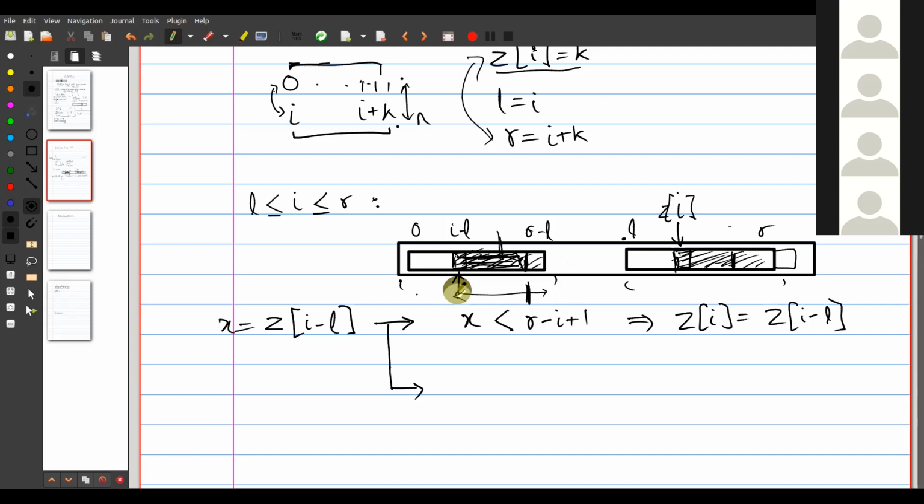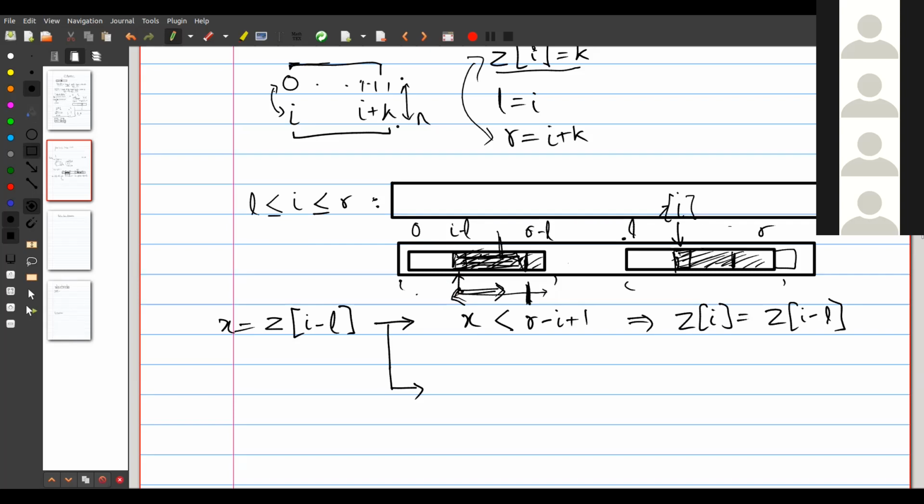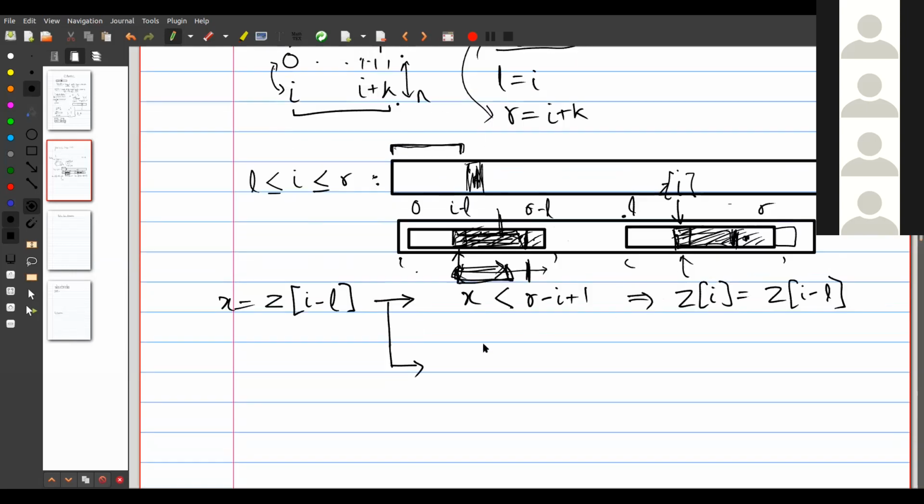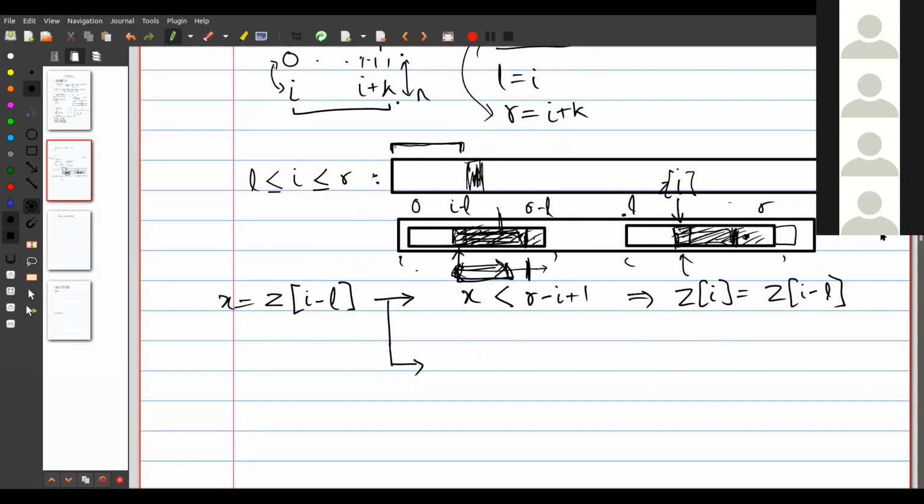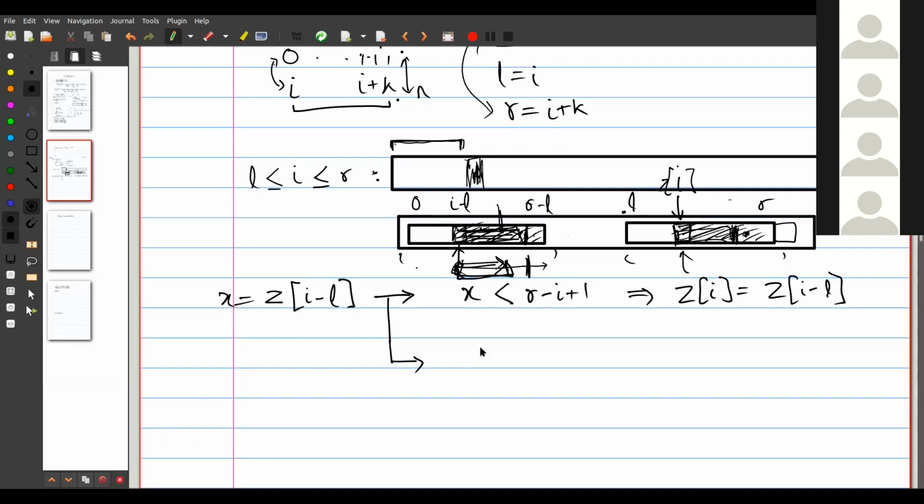And that means that if I want to compute z of I here, anything beyond this does not match with x plus 1. The same condition exactly holds for z of I. So the value of z of I would be exactly the same as z of I minus L. Say, then a value that matches here would have to match here too, and we would reach a contradiction. It's a bit confusing, but once you actually try it with an example, you'll realize why this makes sense.